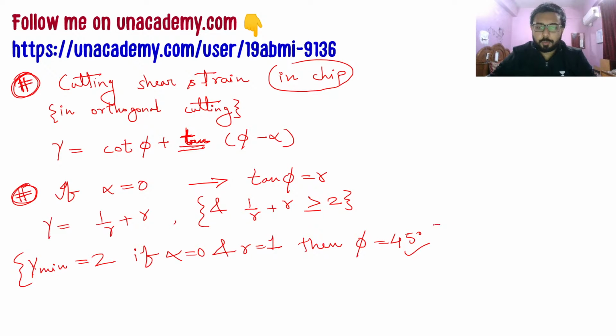So this thing you have to just remember. But the conditions here are for alpha 0, that is your rake angle 0, the minimum value of shear strain is 2, and that will only happen when r is equal to 1 or this shear angle becomes 45 degrees. So this might get asked in your GATE examination, but the condition that is most important for this minimum value of shear strain is that the rake angle should be equal to 0. So this is very important here, the condition that will lead to this whole thing.